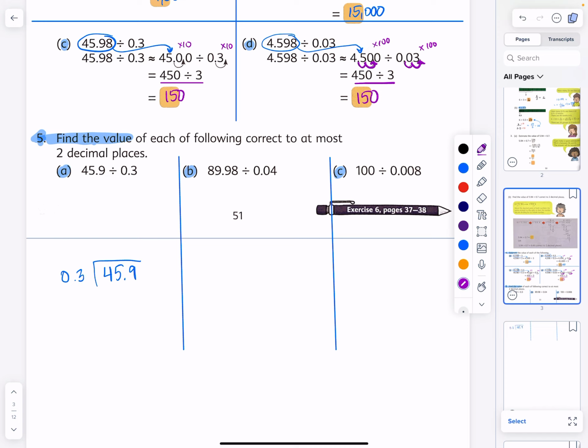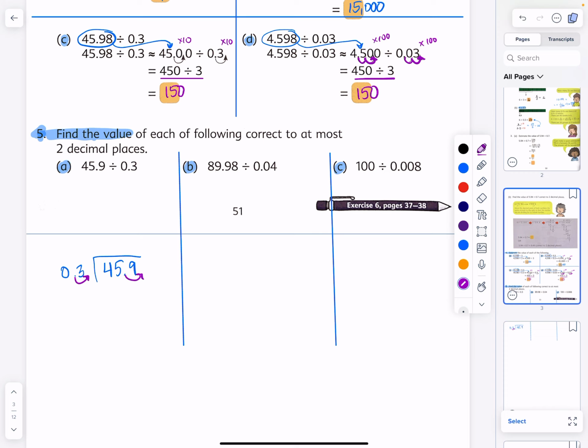My friends, we do not like decimals in the divisor. Let's move the decimal one place to the right as if we're multiplying by 10. What we do to the left, we must do to the right. And now we're dividing an equivalent statement. Let me write it down. It is the same as 459 divided by 3. It is equivalent. These two are equivalent statements if we move the decimal place to the right on both sides.